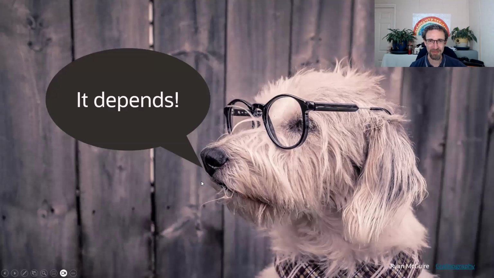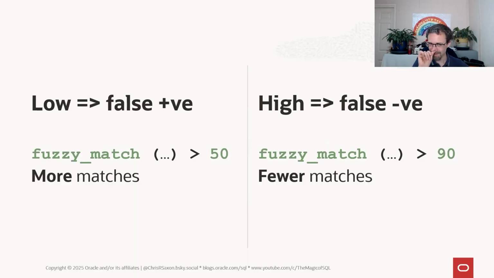This is the classic "it depends" thing, and it's like, well, what does it depend on? Well, I think the main thing to bear in mind is the lower you set this cutoff, the more false positives you're going to get. You're going to match things which are just different to what you're expecting. The higher you set it, the fewer false positives you're going to get, but you'll get fewer matches overall. So the lower it is, the more matches you'll get. The higher it is, the fewer matches you get.